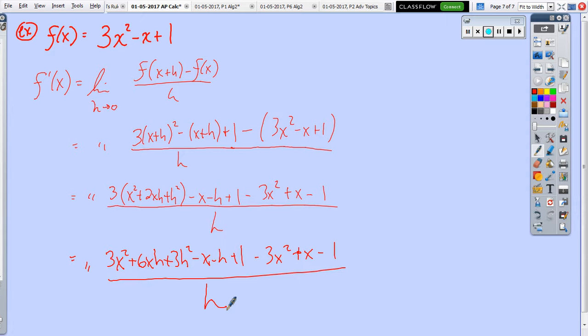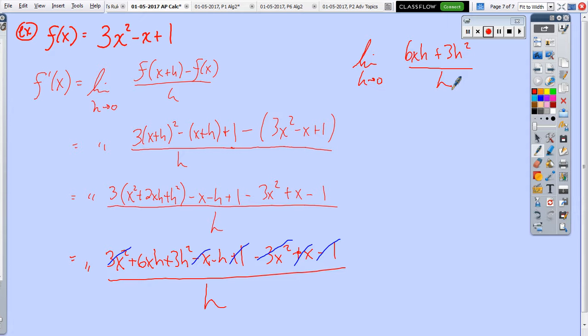Notice here it works out nicely: the 3x squared and negative 3x squared go to 0, negative x and x go to 0, positive 1 and negative 1 go to 0. So we write out the limit as h approaches 0 of 6xh plus 3h squared minus h all over h.